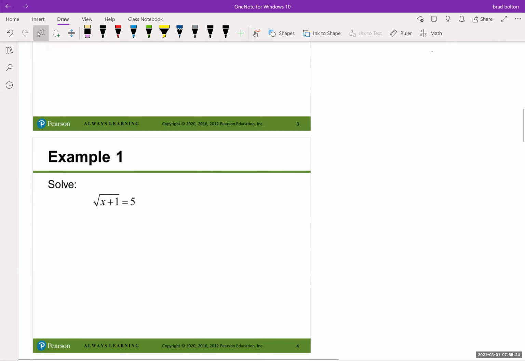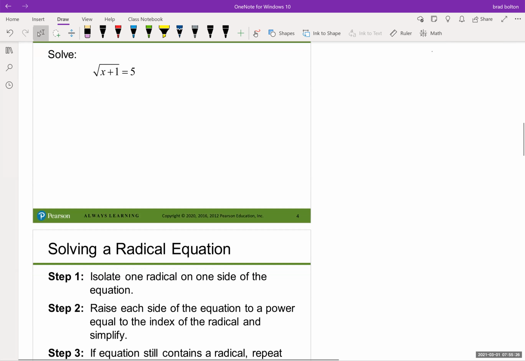Okay, sounds good. So let's see what that means for us here. If I ask you to solve the square root of x plus 1 equals 5, what I'm allowed to do is cancel this. It's not really canceling per se, it's undoing a square root by squaring. But whatever you do to one side, you do to the other. So when I do this, I now end up with x plus 1.